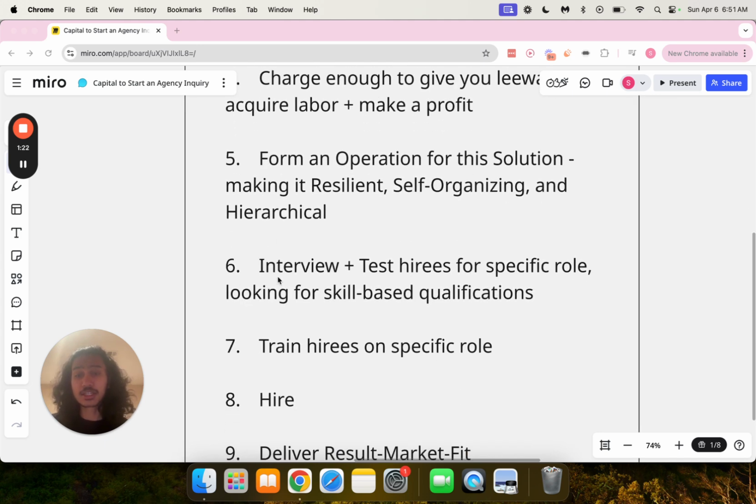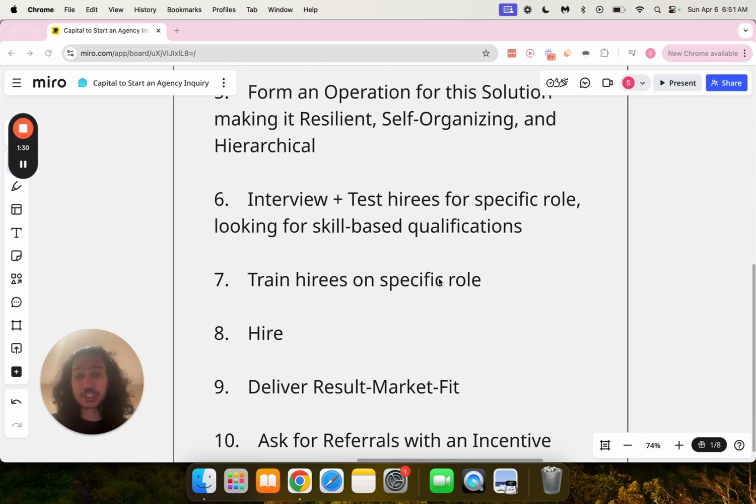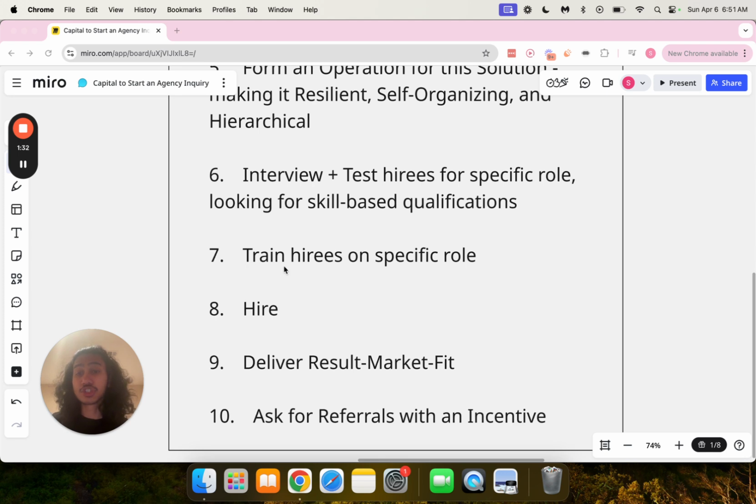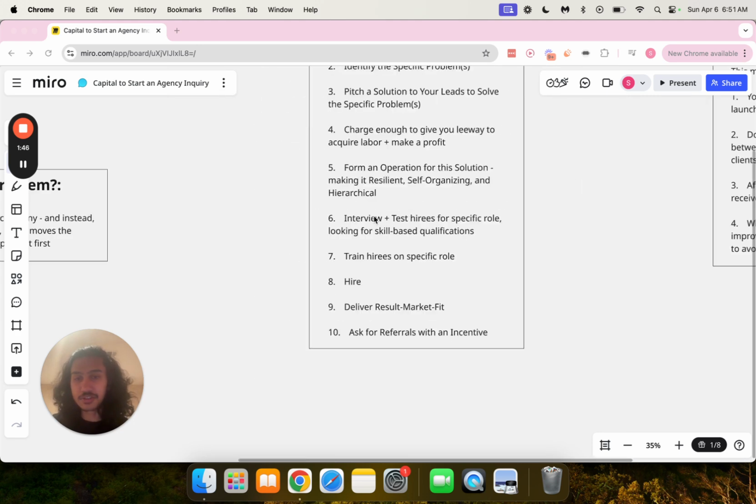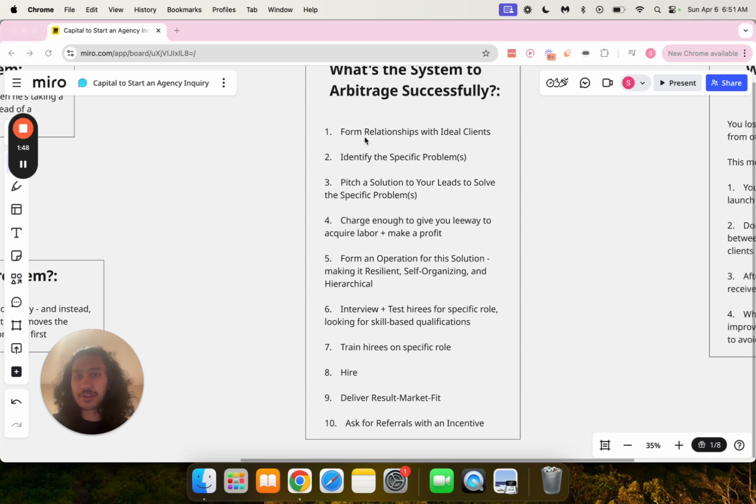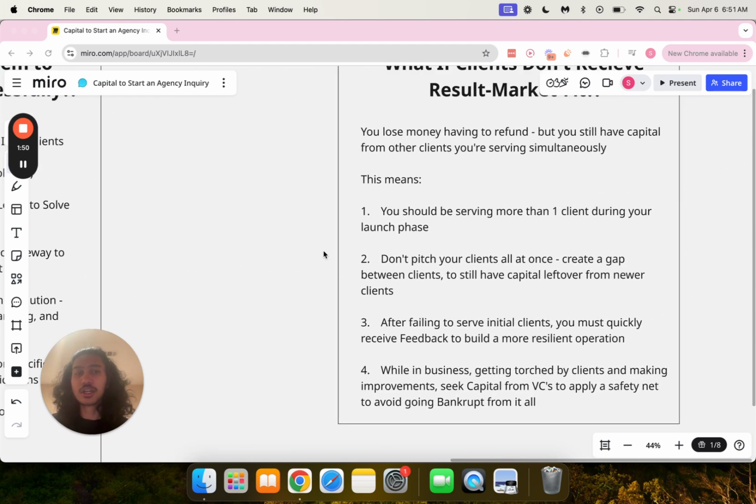Number six, interview and test hirees for their specific role, looking for skill-based qualifications. Number seven, train hirees on their specific role. Number eight, hire. Number nine, deliver result market fit. Number 10, ask for referrals with an incentive. So here's a quick look at everything here if you guys want to note it down.